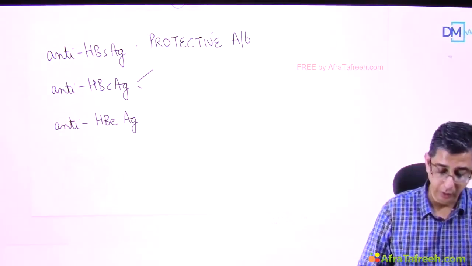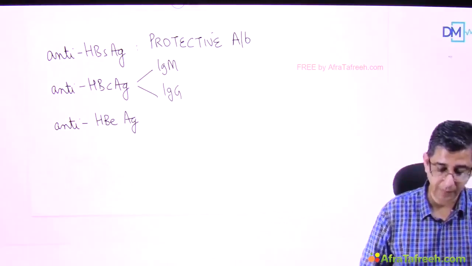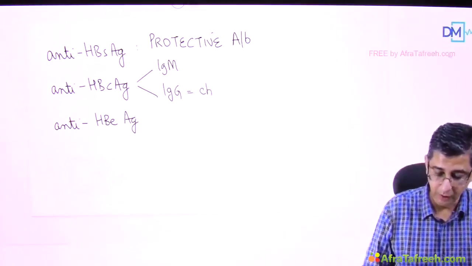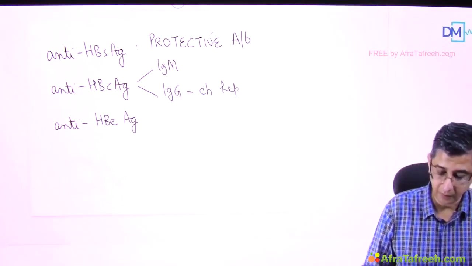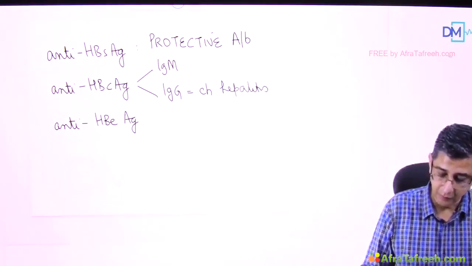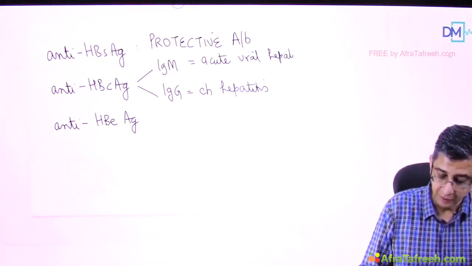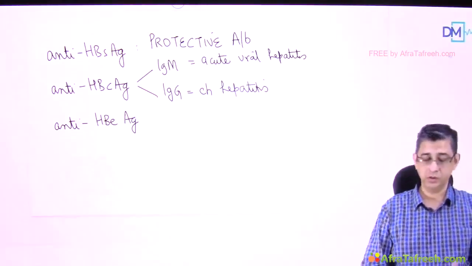The antibody to the core antigen can be of two classes, IgM class or IgG class. For IgG class, I want you to remember that this would be chronic viral hepatitis, and IgM class would be acute viral hepatitis. It's pretty straightforward. IgM stands for acute and IgG is for chronic.